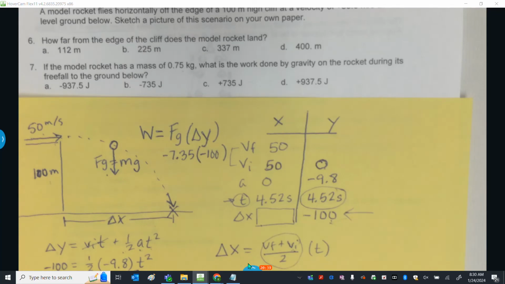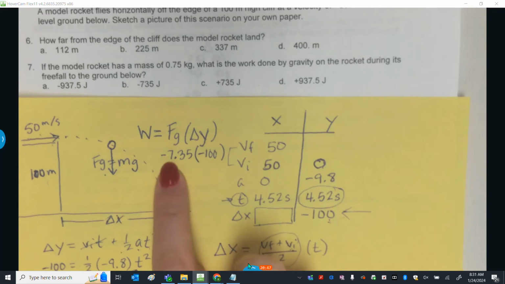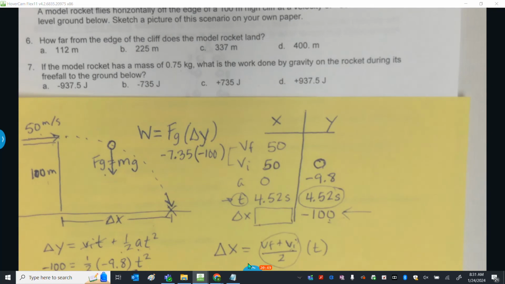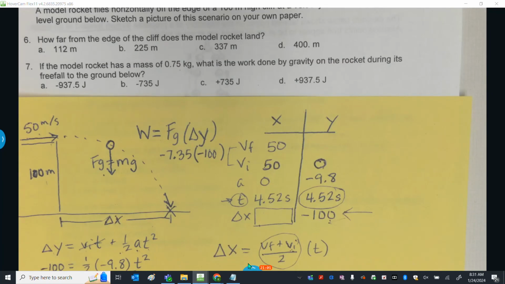Or look at it in terms of the direction. My force is down. My displacement is down. They're in the same direction. Mathematically speaking, if I multiply a negative times a negative, I get a positive number. My work here should be positive, both because of this and because I'm adding energy to the rocket. It's getting faster. Okay, so again, the answer to number 7 should be C.